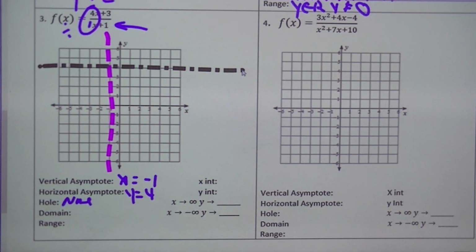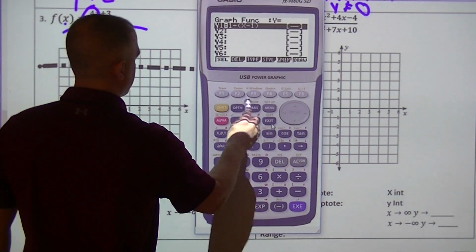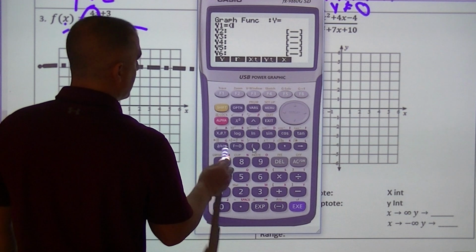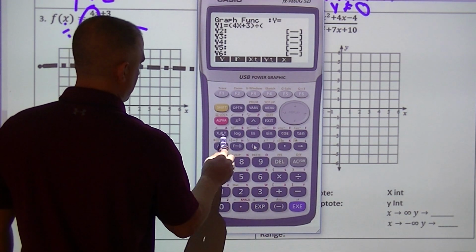Now I can use the calculator because there's no hole in the graph. So I have 4x, use your nice fraction button, 4x plus 3 divided by x plus 1.